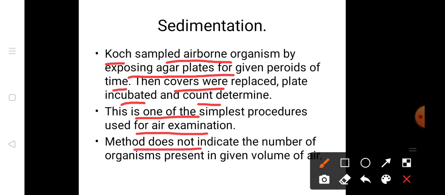The method does not indicate the number of organisms present in a given volume of air. It does not give an idea about the number of organisms in a given volume of air. At what volume of air they are coming, we cannot determine from this method.